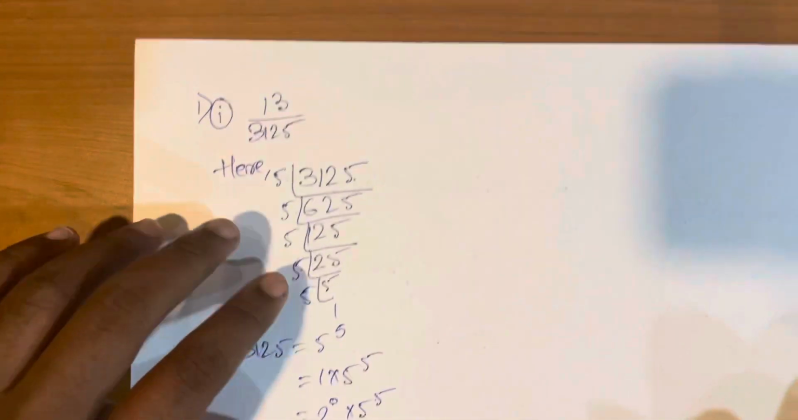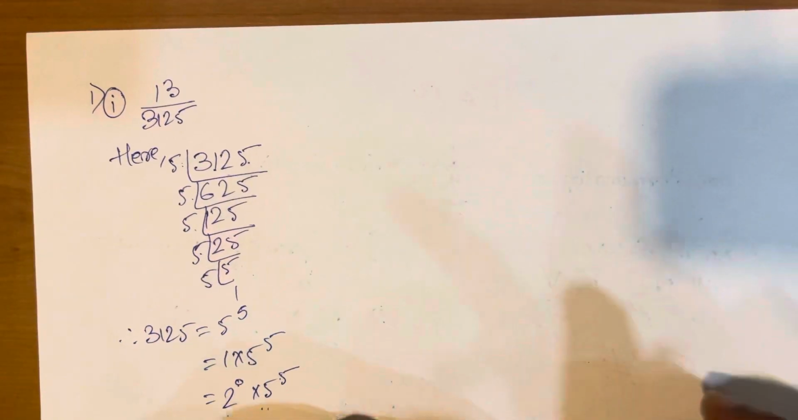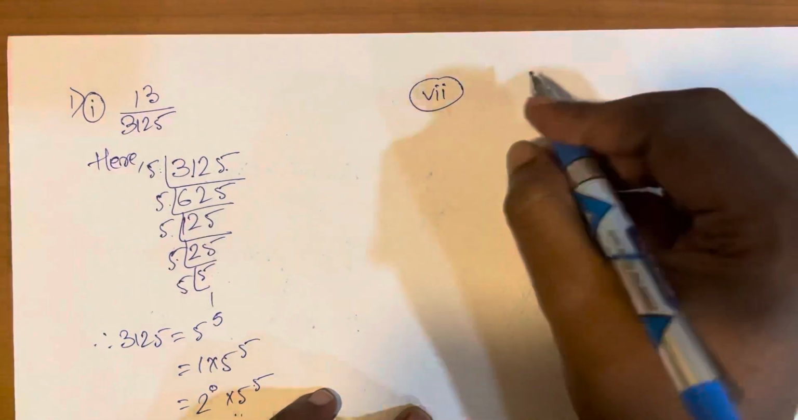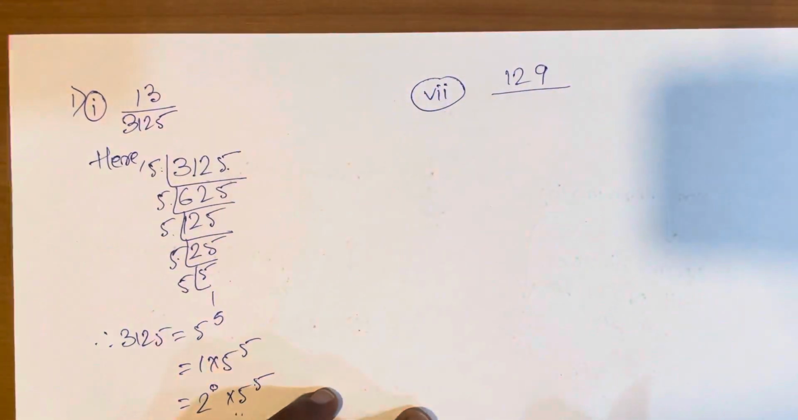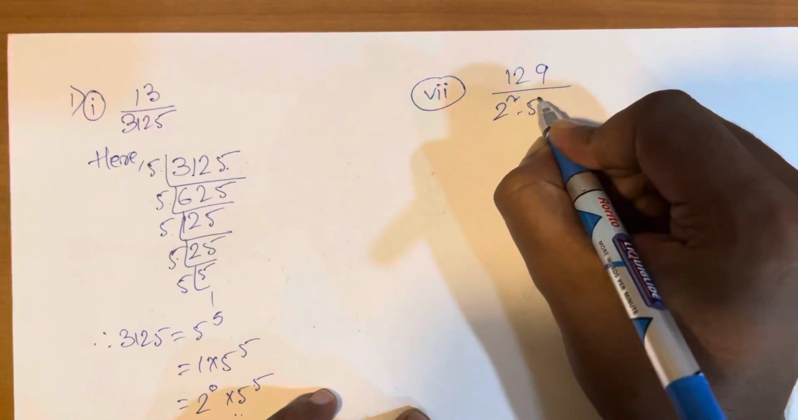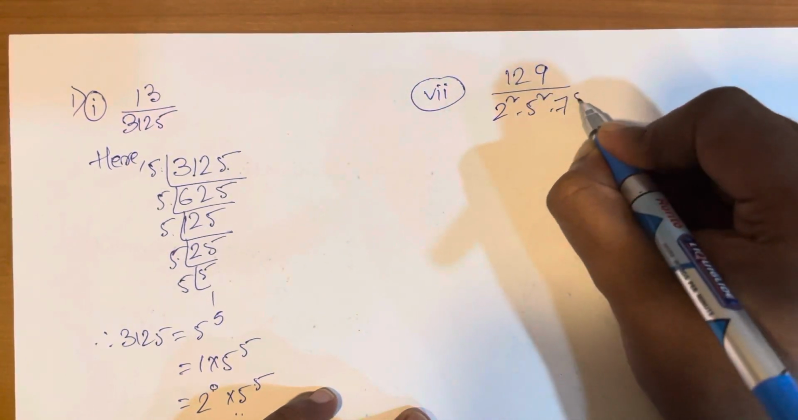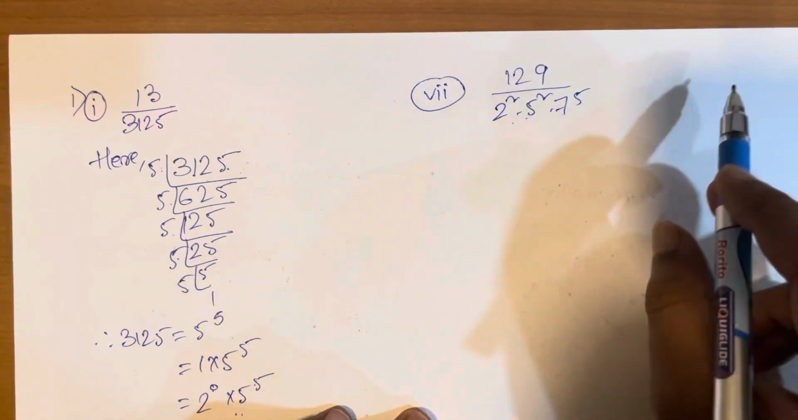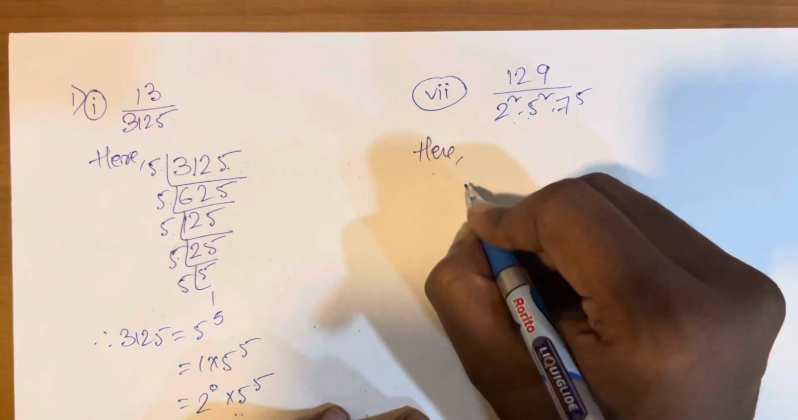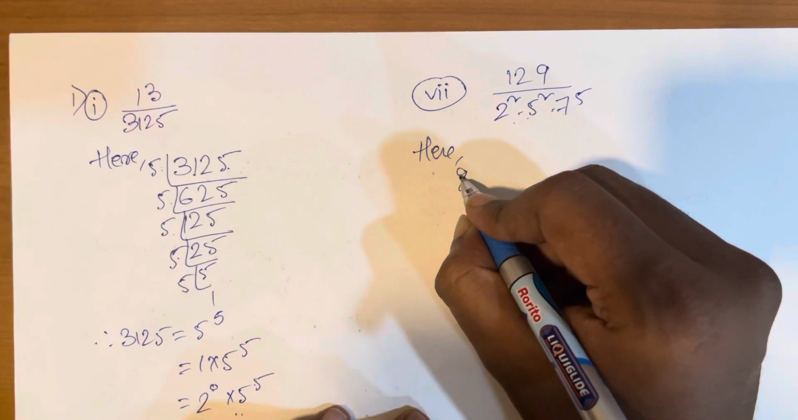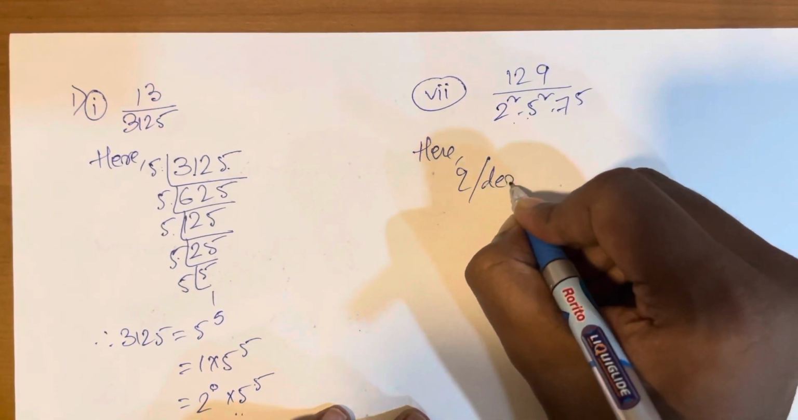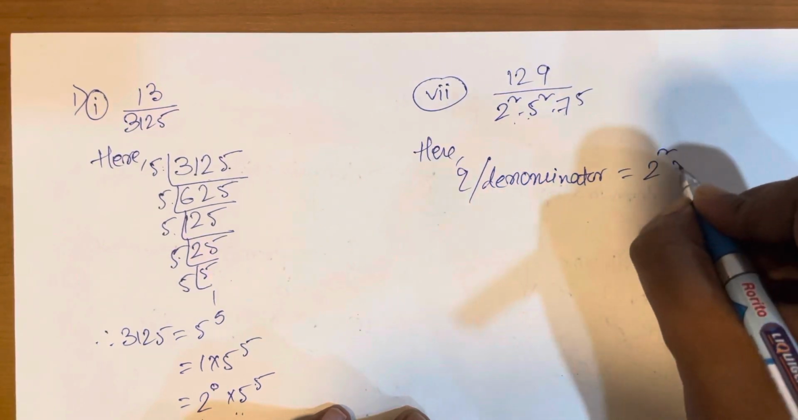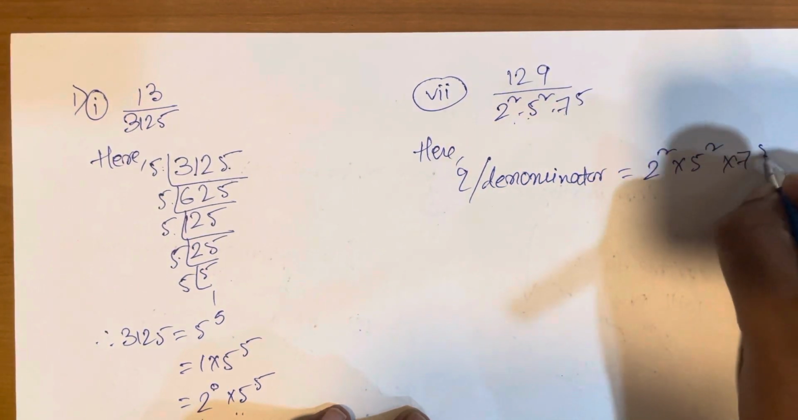Hope you understand how we have done. Let us try one more. Let us try number 7. In number 7 it is given 129 by 2 to the power 2 into 5 to the power 2 into 7 to the power 5. The factors are already given. We don't need to factorize it anymore. So here q, or you can write denominator, is equal to 2 to the power 2 into 5 to the power 2 into 7 to the power 5.